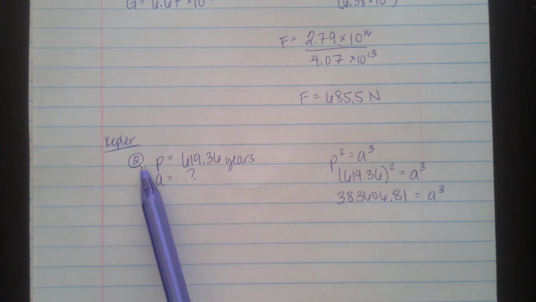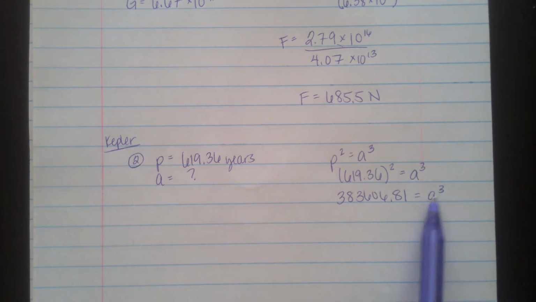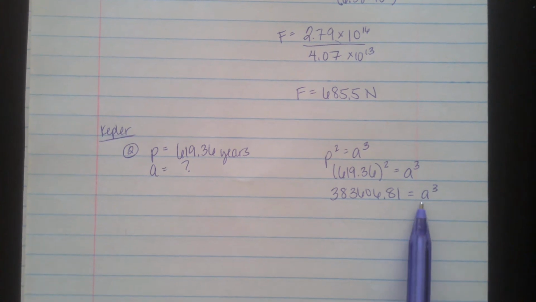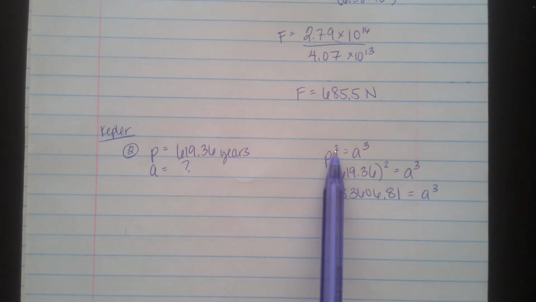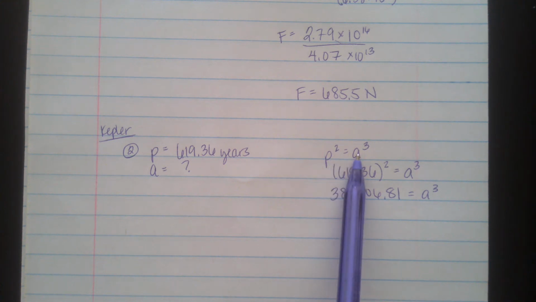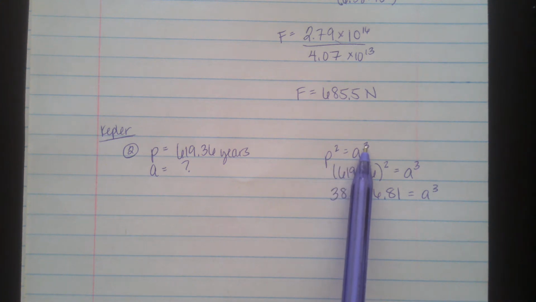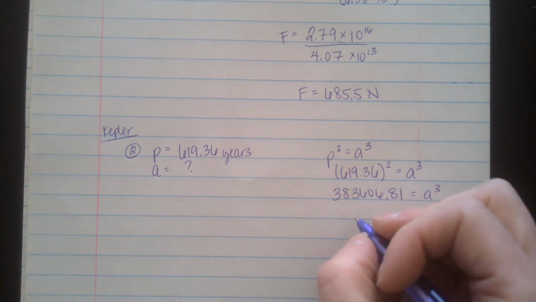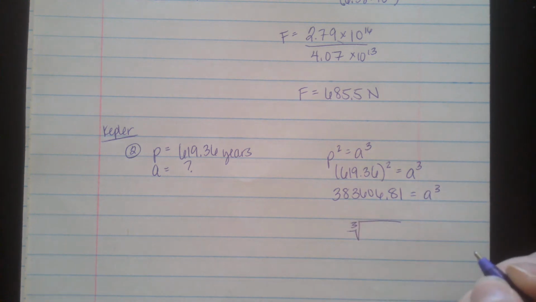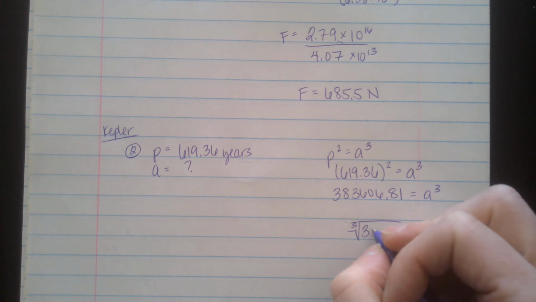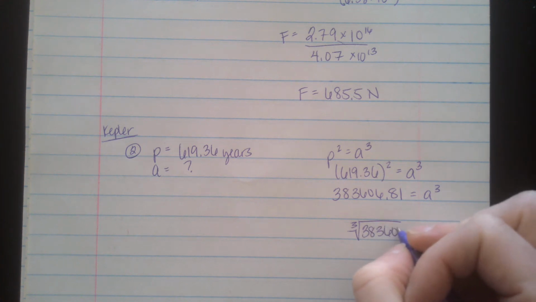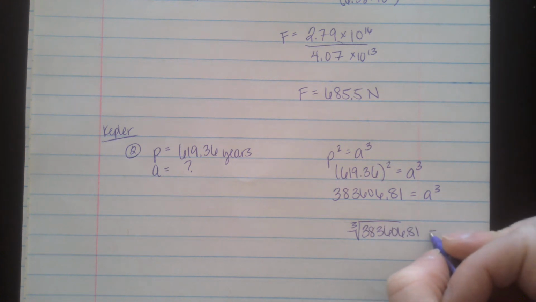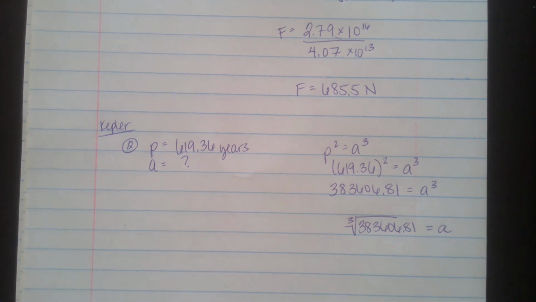Now, the reason why I chose number 2 is because you're solving for a cubed value. So in order to isolate this A, if we were solving for P, we would take the square root. But when you're solving for A, it's called the cubed root. So it's going to look like this, a 3 with your square root sign. All right, that's how we isolate A.